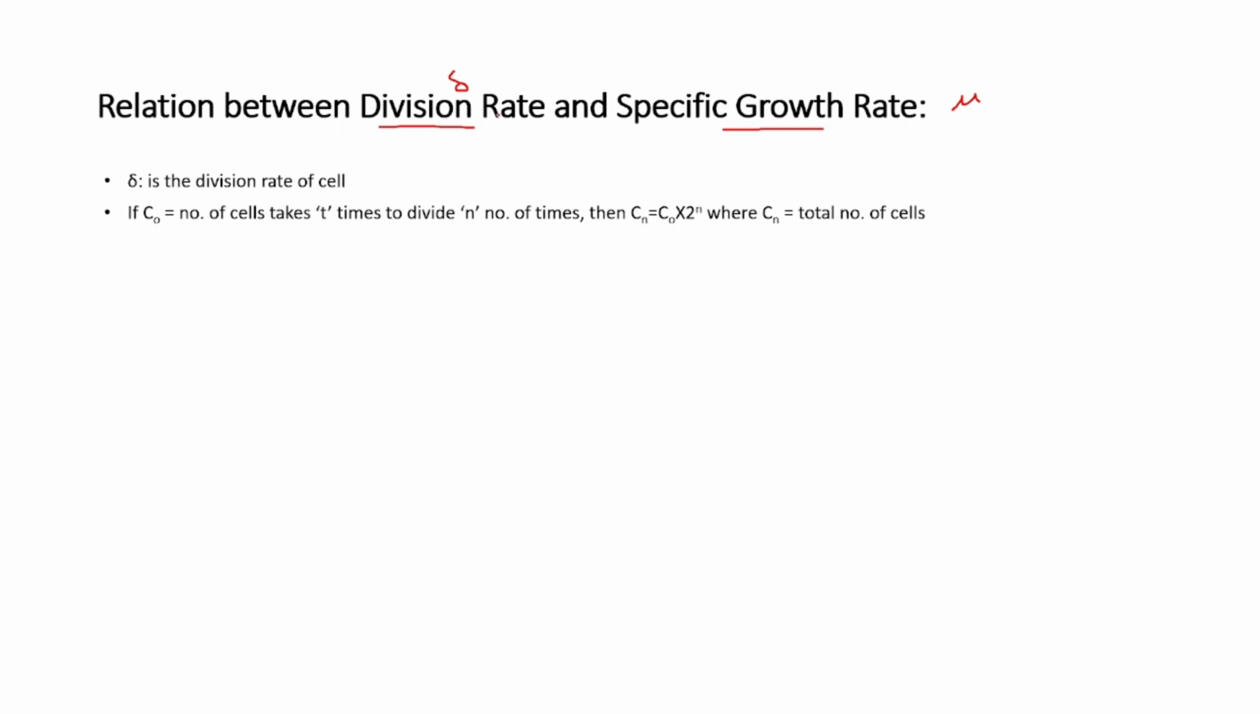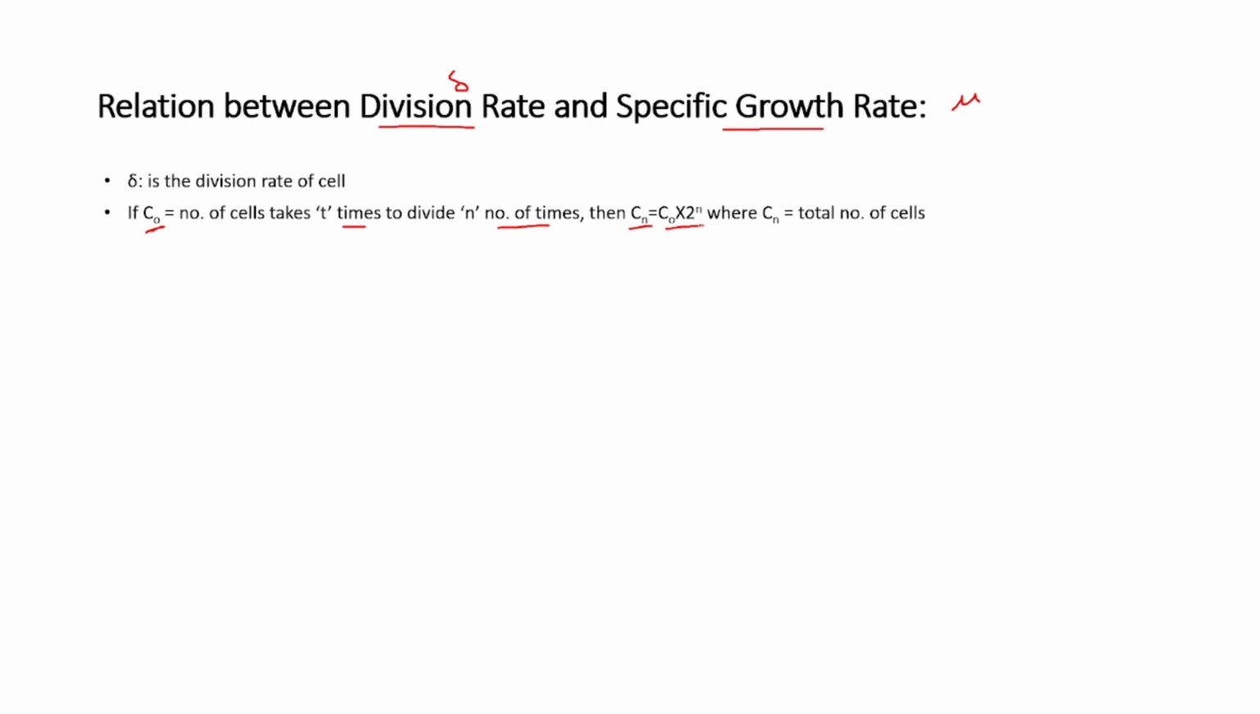Suppose we take C0 to be the initial number of cells, and suppose that C0 cells take time t to divide n number of times. Okay, so after time t, the final cell concentration is given as Cn is equal to C0 into 2 to the power of n. Why? Because from 1 cell 2 cells will form, from 2 cells 4 cells, 4 cells to 8 cells, so it will increase in geometric progression. So after time t, the final number of cells will be the initial number of cells multiplied by 2 to the power of n, where n is the number of generations a cell has divided.